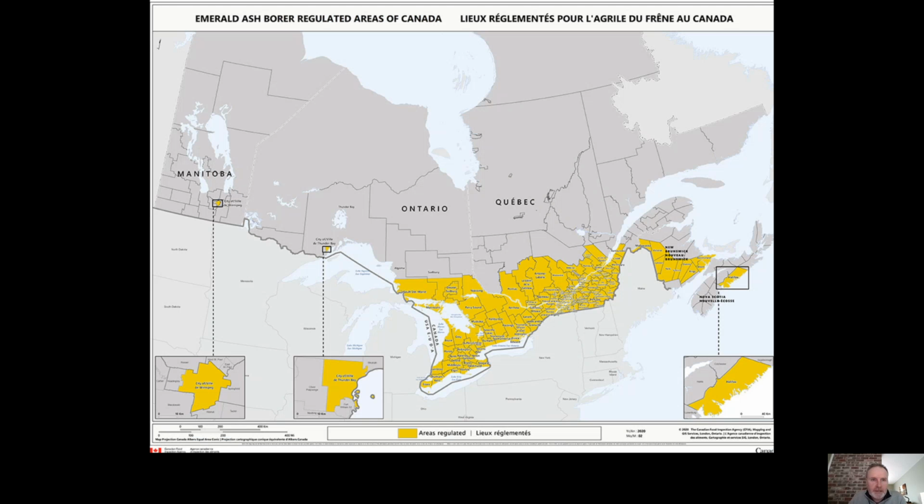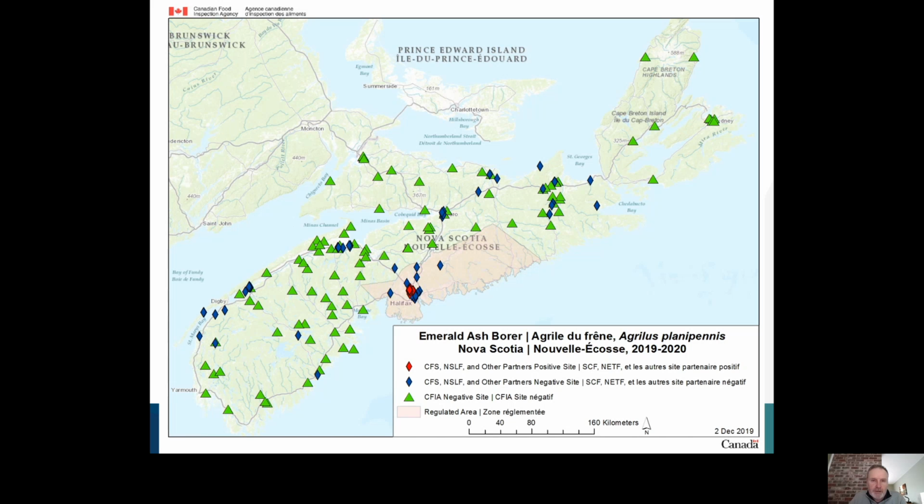In Canada, we have a regulated area for the emerald ash borer, as it's present in 5 Canadian provinces: Manitoba, Ontario, Quebec, New Brunswick, and Nova Scotia, in particular in the Bedford area. This is a map that shows the surveillance for emerald ash borer from 2019. The surveillance for EAB in 2020 was quite similar. However, the data is not quite yet finalized for mapping purposes.